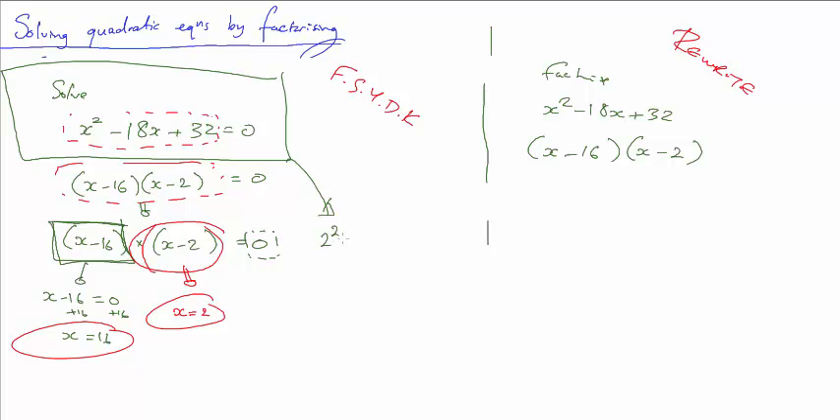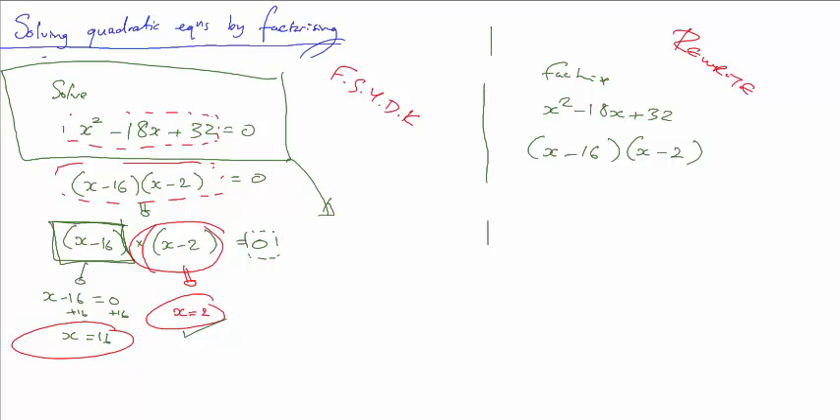So we can think about this. 2 squared minus 18 times 2 plus 32. That's 4 minus 36 plus 32. Stick that in a calculator if you need to. That equals 0. Okay? So this one is definitely right. And it's worth checking if you can as well, especially if you've got time.